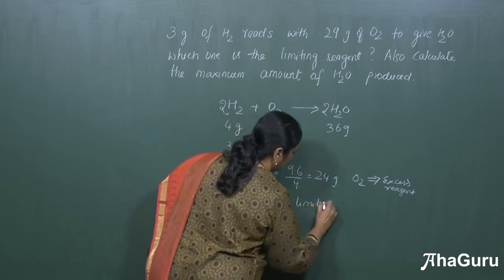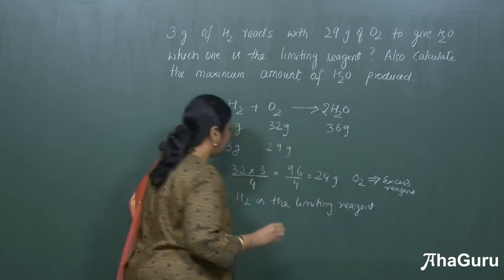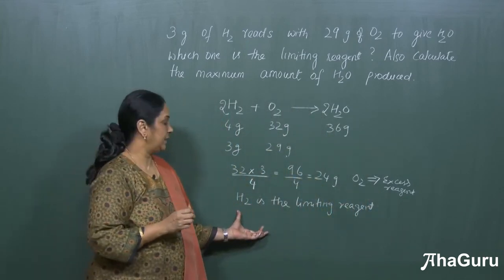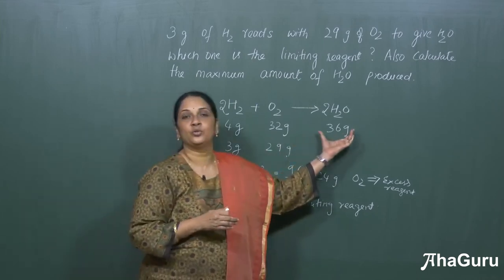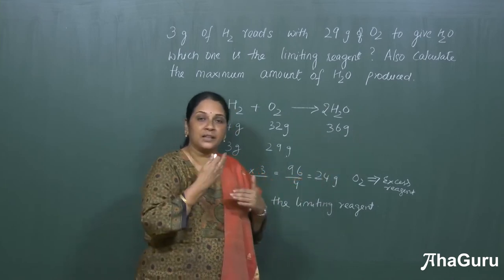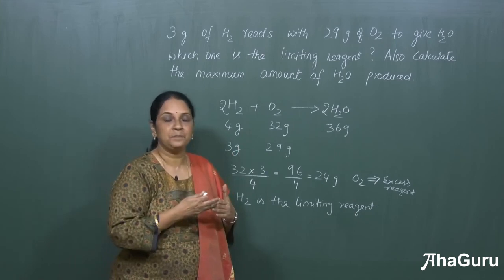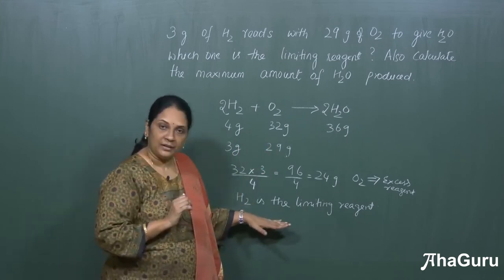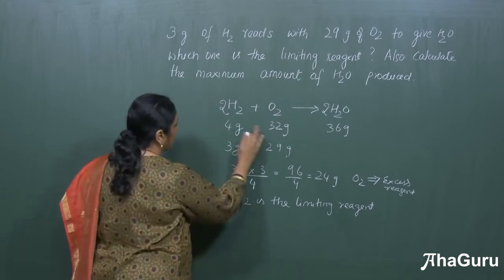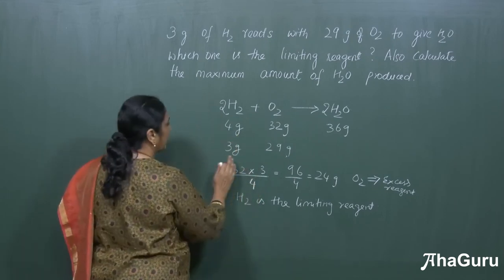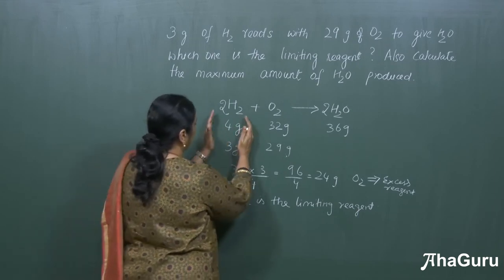Why is it necessary to calculate the limiting reagent? Because only using the limiting reagent can we calculate the amount of water produced, because if the other one is in excess, anyway that's not going to react. Once a limiting reagent is used up, the reaction stops. That's why it's very important to calculate the limiting reagent. So now we have calculated for hydrogen. Hydrogen is the limiting reagent, so we have to take this.